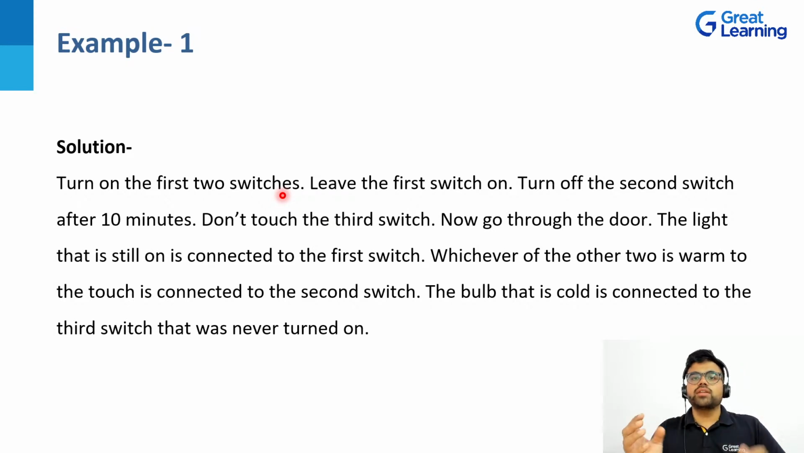So in those 10 minutes that bulb would have been heated, right? It has heating properties, so the bulb would have been heated. And since the third switch was never switched on, that bulb would be cold. If it is cold, then switch number three is of bulb number three. So this is how you would know. It is a very simple way, in a very structured way.